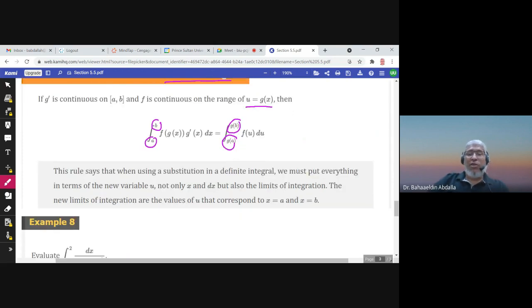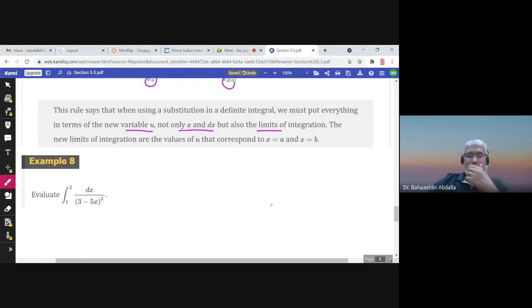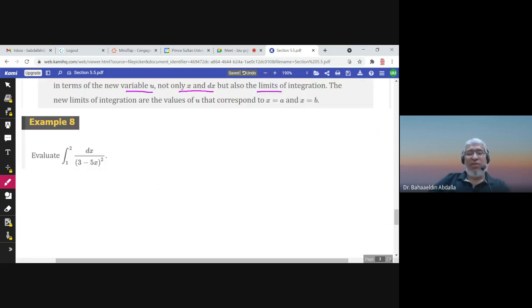That's it. So this rule says that when using a substitution in a definite integral, we must put everything in terms of the new variable u, even the limits, okay? The lower and the upper limits. Not only x and dx, but also the limits of integration. So we find the value of u that corresponds to x equals a and x equals b. Let us try to solve this integral.